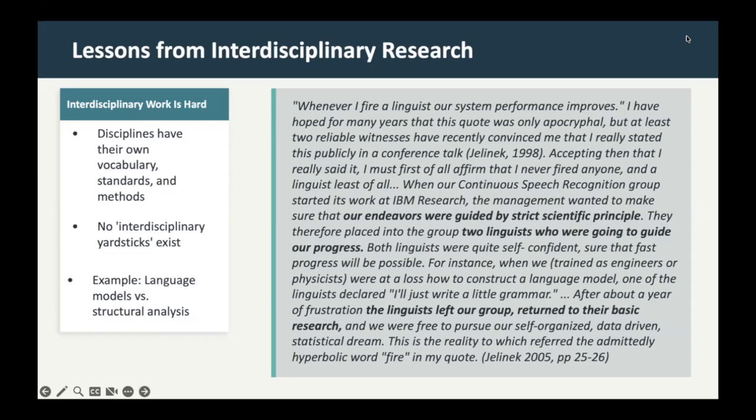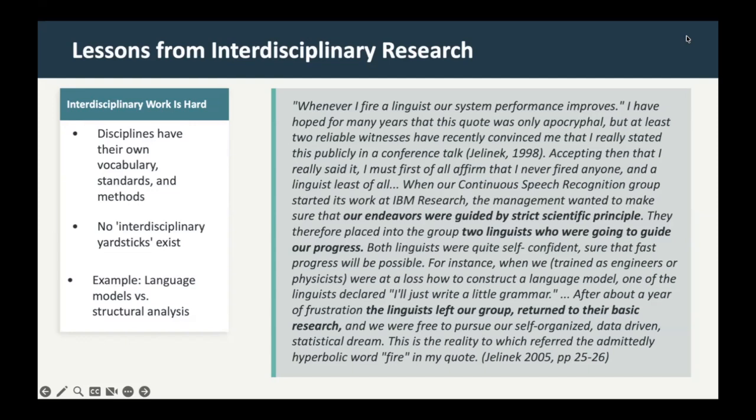So the first thing we found was that disciplines have their own vocabulary, their own standards, their own methods. And you need to start talking to people who don't work like you. That's a challenge. We managed to do that. The other problem is that there is no interdisciplinary yardstick. Nobody can tell you whether your interdisciplinary publications adhere to the standard of either of the disciplines that are being cross-pollinated in this research. We had a hard time finding places to publish our research because it's neither linguistics nor computer science, it's something else.